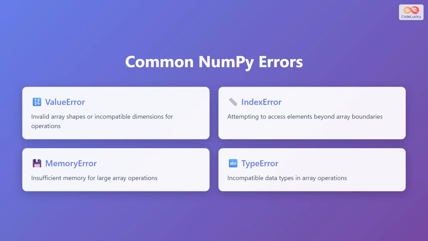Let's begin by examining the most common errors you'll encounter when working with NumPy. Value error occurs when you try to perform operations on arrays with invalid shapes or incompatible dimensions. Index error happens when you attempt to access elements beyond array boundaries. Memory error occurs when there's insufficient memory to allocate large arrays. And type error appears when you use incompatible data types in array operations.